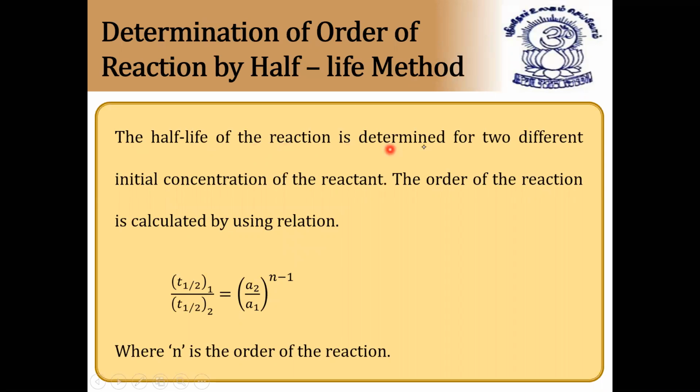The half-life of a reaction is determined for two different initial concentrations of the reactant. The order of the reaction is calculated by using the relation T half 1 by T half 2. So if you are using the half-lives of two different reactions, you can use T half 1 of the first reaction by T half 2 of the second reaction is equal to A2 by A1 whole to the power of n minus 1, where A2 is called initial concentration of the second reaction, A1 is called initial concentration of the first reaction, and n is called order of the reaction. I hope it is clear. This formula is also important.